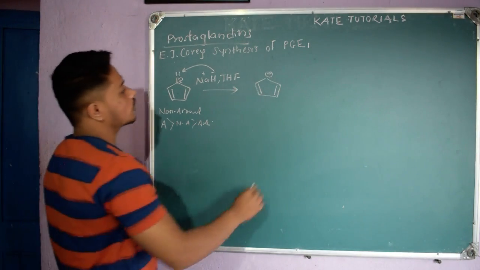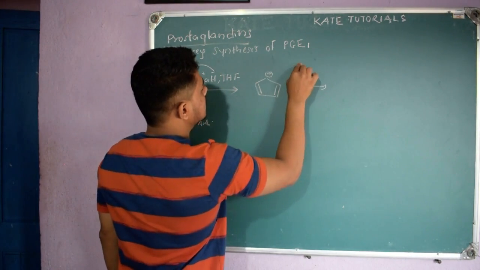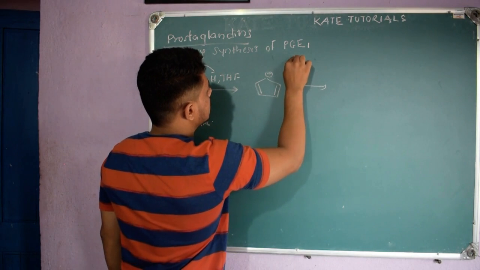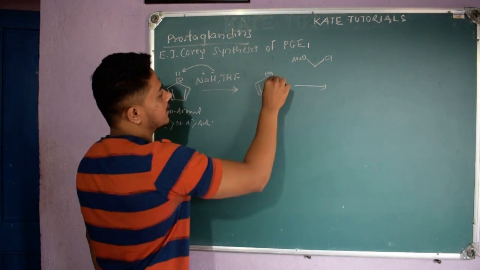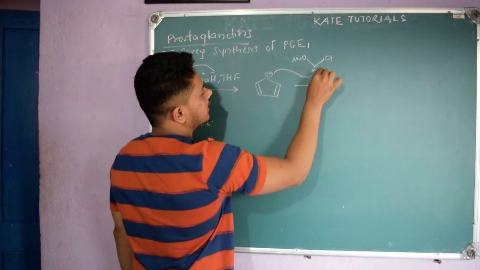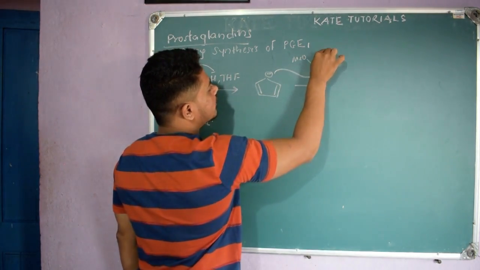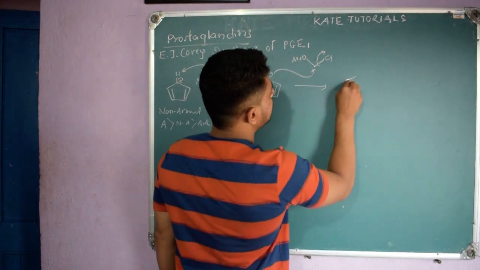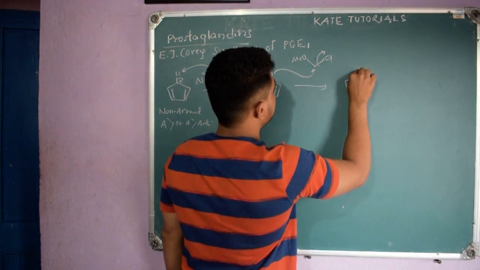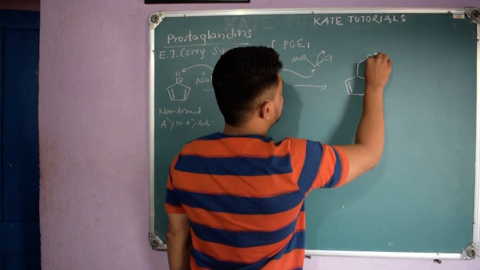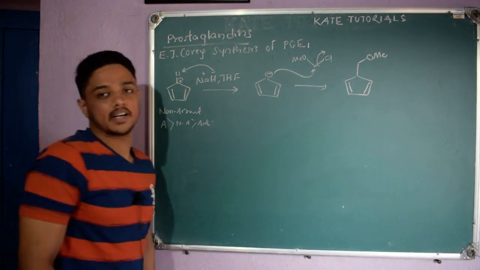To this they add MeOCH2Cl. Here the negative charge is there, so it is simply an SN2 kind of reaction. This chlorine is a good leaving group, so it leaves the system. So what we will get is this structure, where now it is CH2OMe. So this is the structure we get.